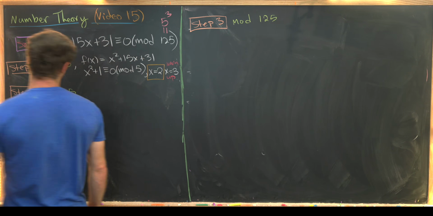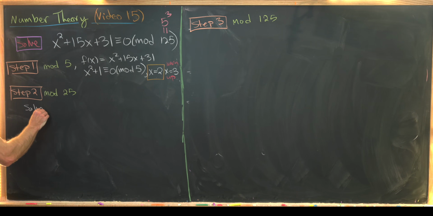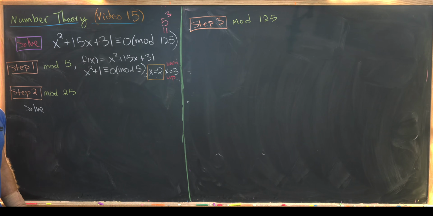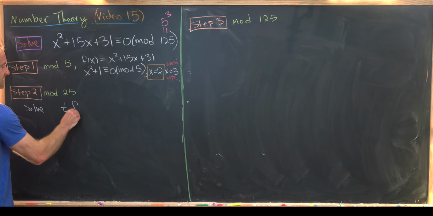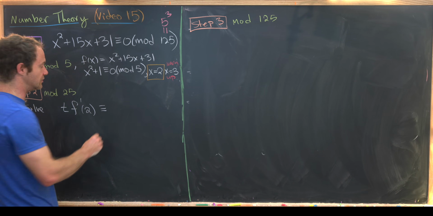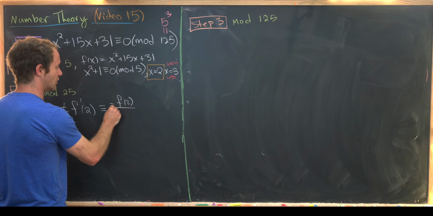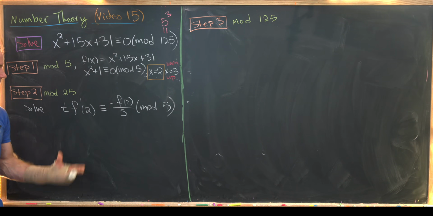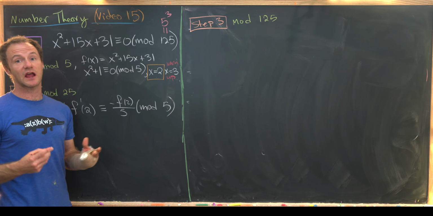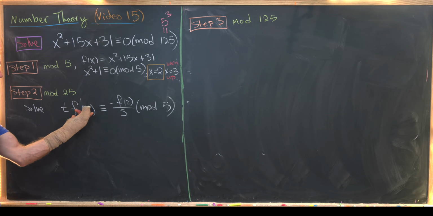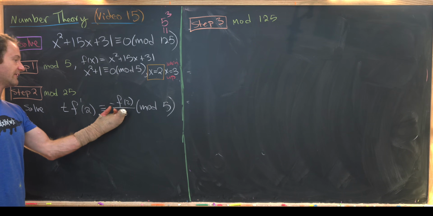So let's recall that mod 25, we're going to need to solve the following congruence. And this was built into the structure of Hensel's Lemma, like I said before. So we've got t times f prime of 2 is congruent to minus f of 2 over 5 modulo 5. Again, I'll let you look carefully at that proof to see why this is the object we want to look at. So we need to calculate these two numbers, f prime evaluated at 2, and then f evaluated at 2 divided by 5.